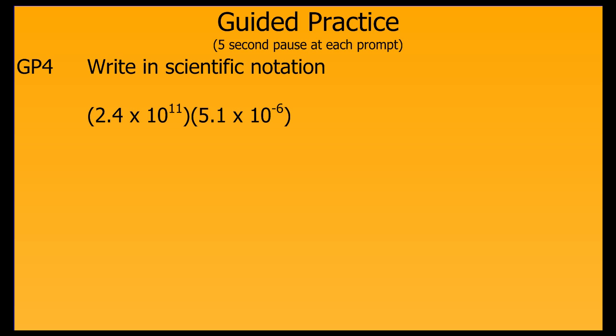Let's try another one. What's different about this one? This one involves a product of two numbers in scientific notation. What do we do first? We group the C part together and the powers of 10 part together to make this easier. What's next?